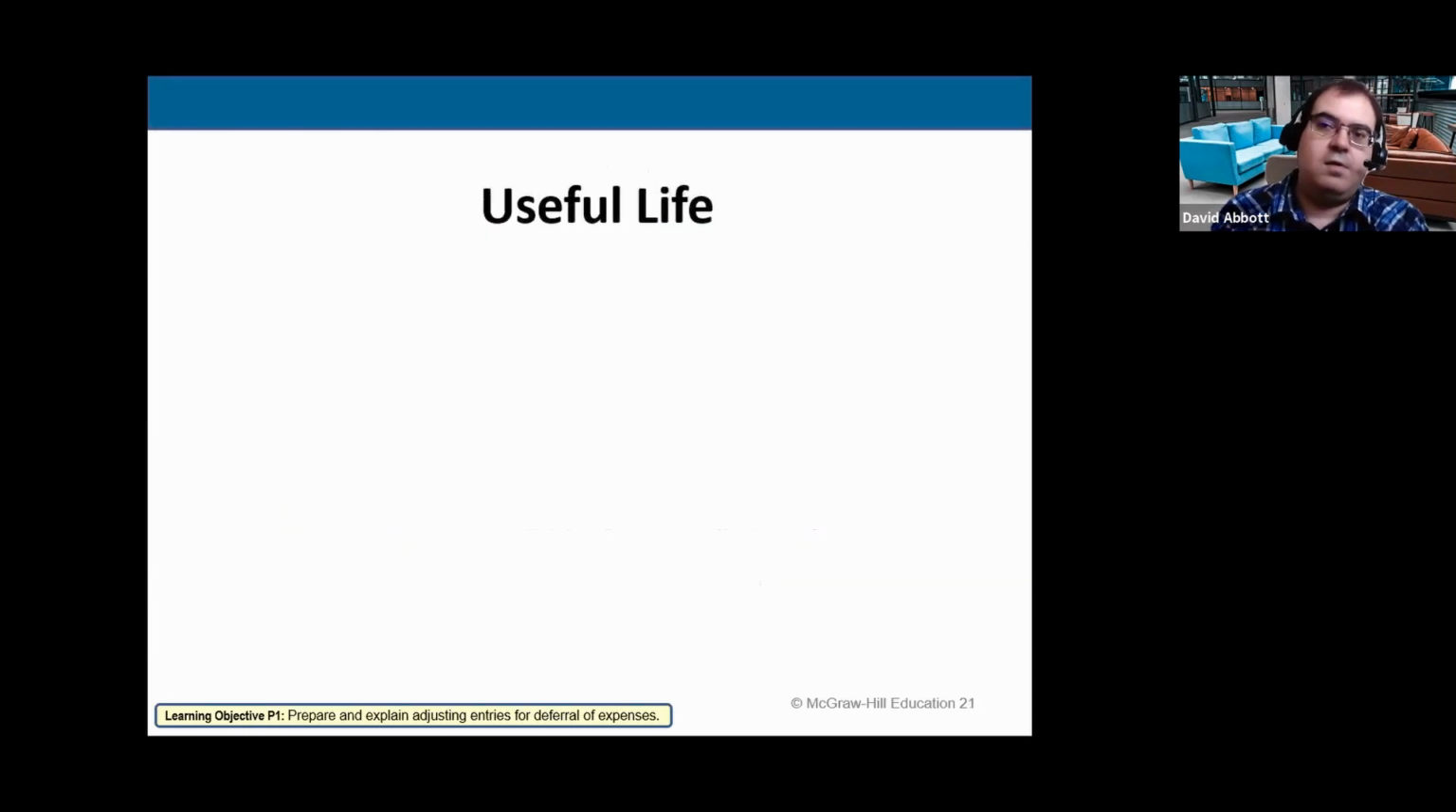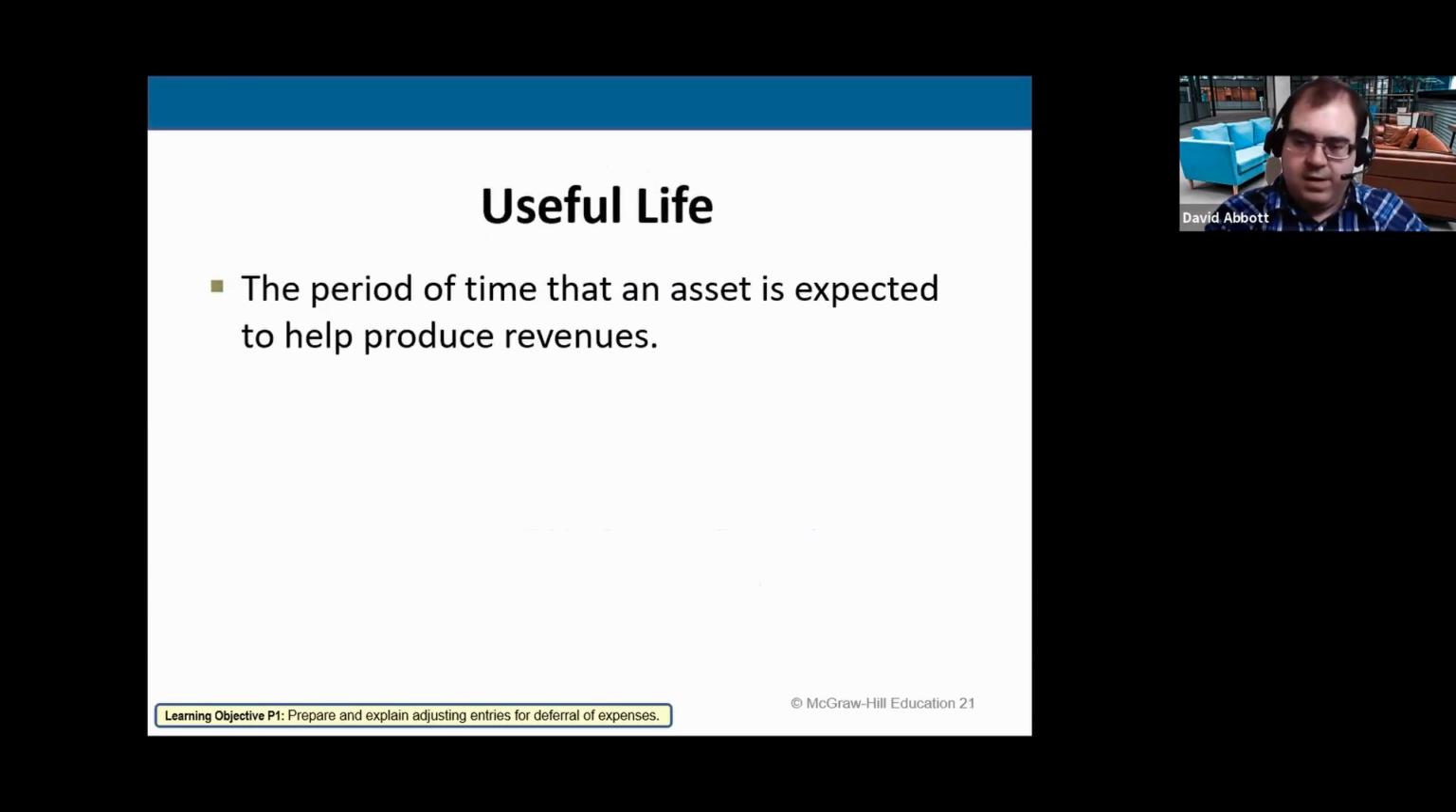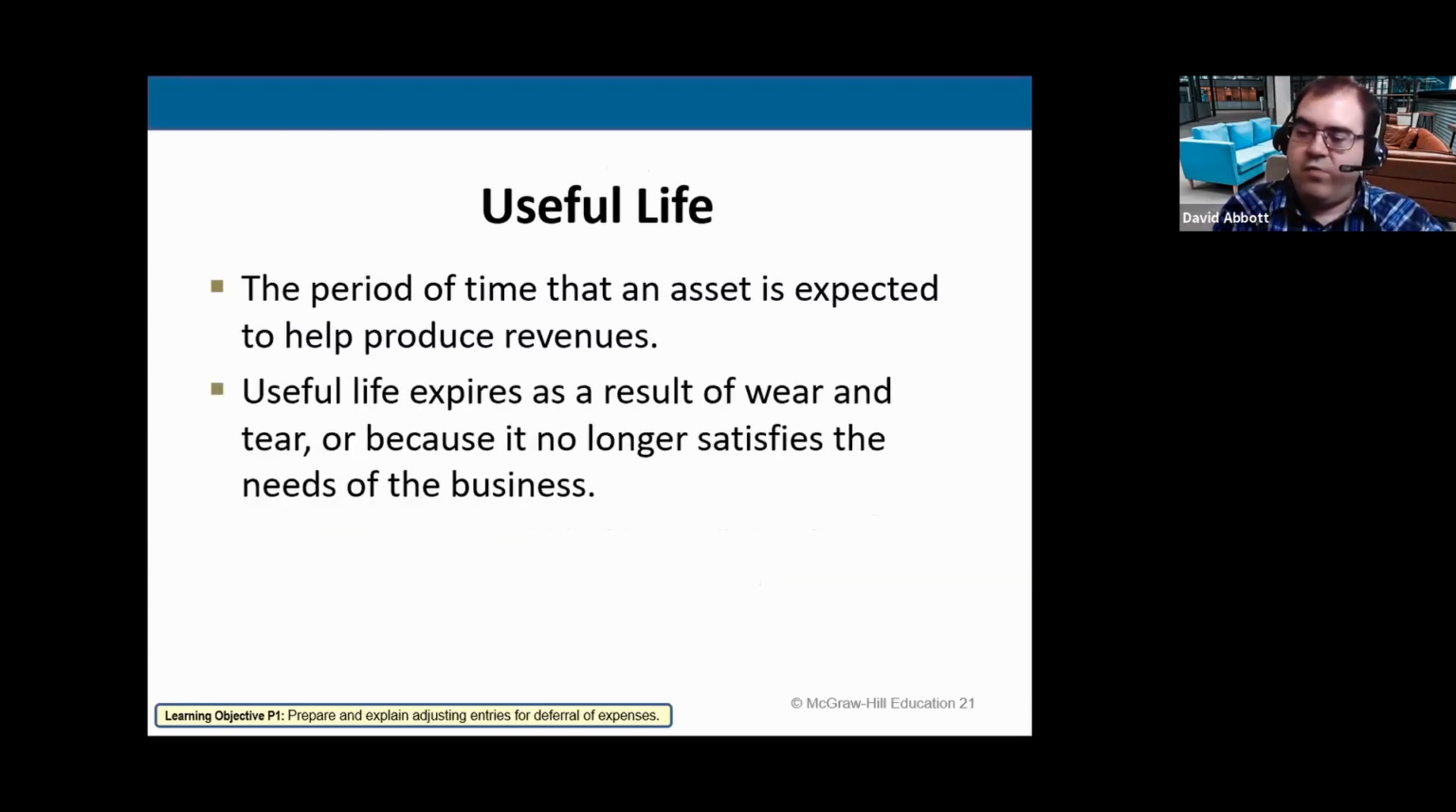5 years. So useful life. That is the period of time that an asset is expected to help produce revenues. Useful life expires as a result of wear and tear, or because it no longer satisfies the needs of the business. So for example, let's say you own a tire shop, and maybe you have the machine that they use to change the tires. That machine, every time you use it, you're putting wear and tear on that machine. And so eventually, it's no longer going to perform like it did when it was brand new.